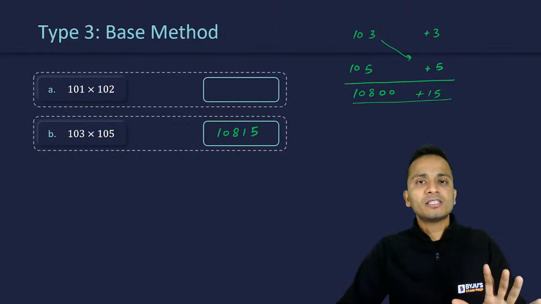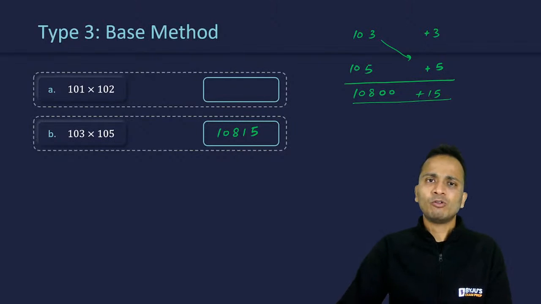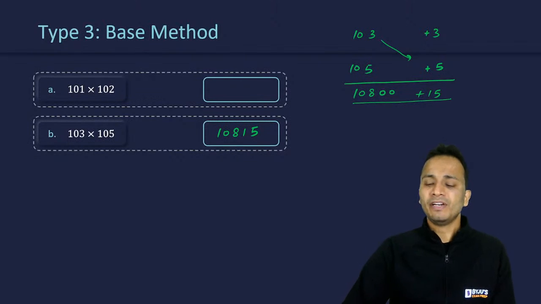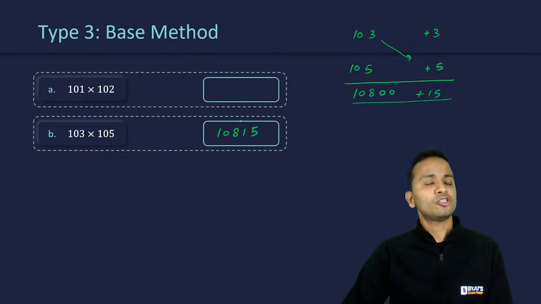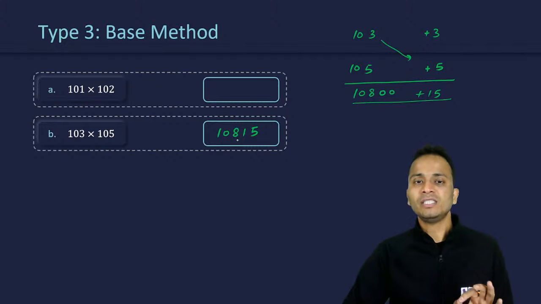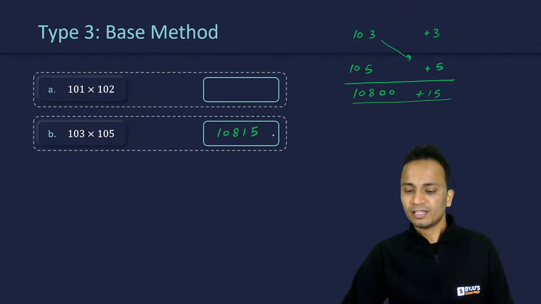I'm writing all the steps, but I'm taking somewhere around 10 seconds. If I'm not explaining, I might take even less time. So less than 10 seconds and you will be able to get the final answer. So 10815 is the final answer.